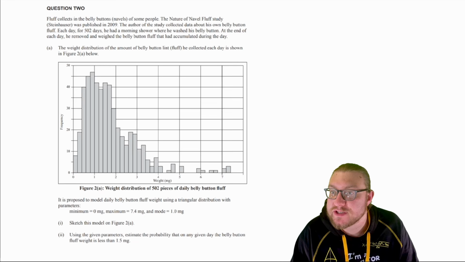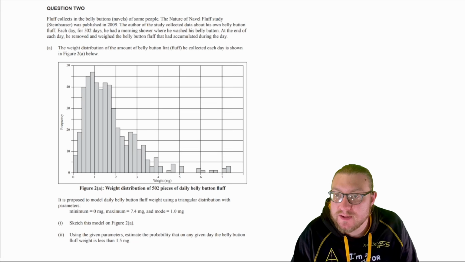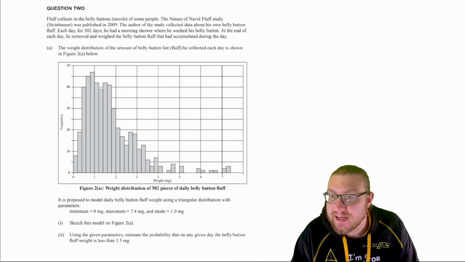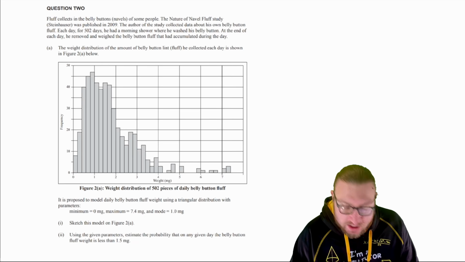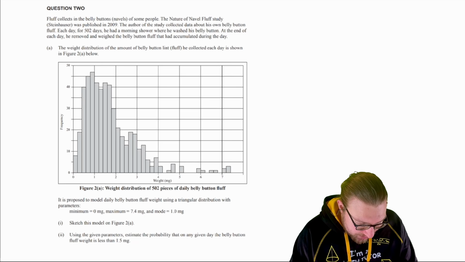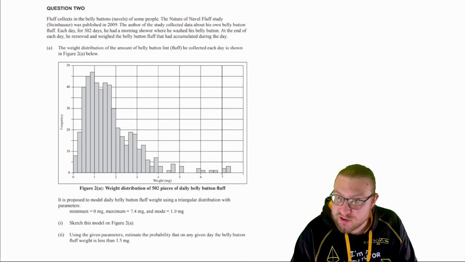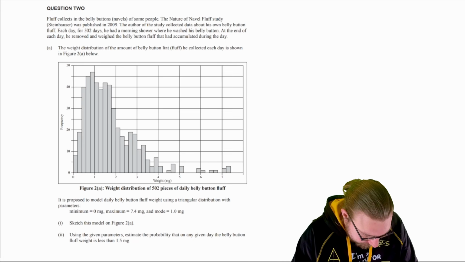The author of the study collected data about his own belly button fluff each day for 502 days. Wow. He had a morning shower where he washed his belly button, and at the end of the day, he removed and weighed the belly button fluff that had accumulated during the day. Wow, okay. But what a commitment, right? Okay, the weight distribution of the amount of the belly button lint, the fluff, he collected each day is shown in figure 2. So we have all of the frequencies of the different weights.